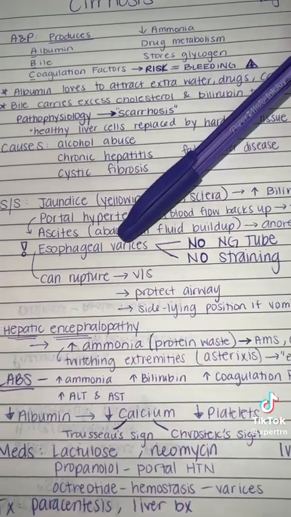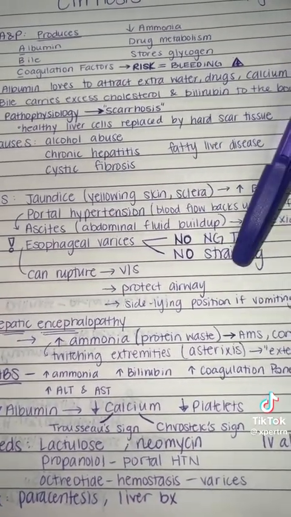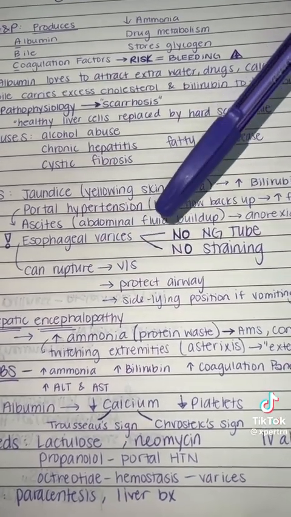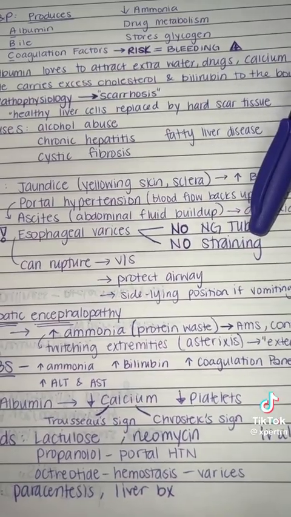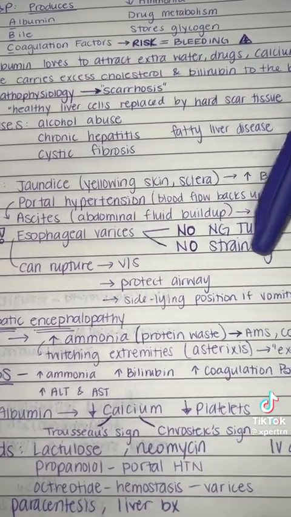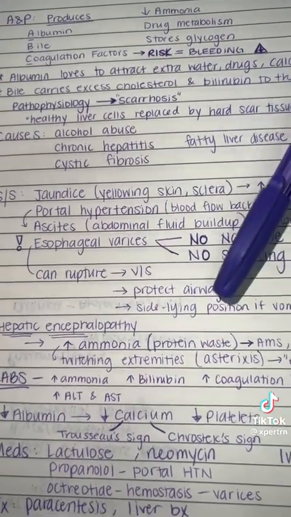We may also have esophageal varices because of this portal hypertension. So one thing to remember, because they can rupture and those veins are just getting bigger and bigger, we don't want to put an NG tube into our patient and we don't want to have them strain when they're having a bowel movement. If those esophageal varices do rupture and our patient is throwing up blood, think ABCs.